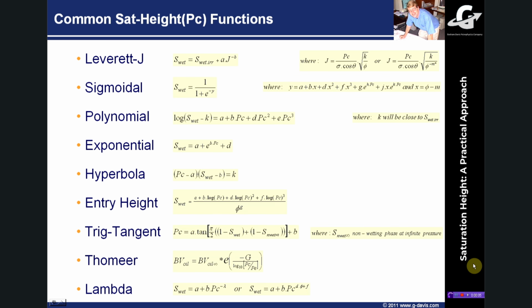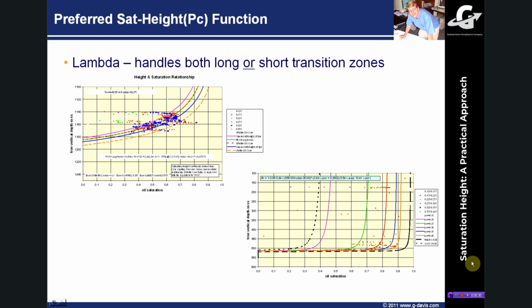So here are a list of common saturation height functions. I've borrowed this slide from my cap pressure to flow rate presentation, and we'll be primarily interested today in the lambda function. The lambda function is a nice stable function that gives you a good mathematical solution under most regression analyses, so it gives you nice stable answers and the regressions work out quite nicely. The nice thing about the lambda function is that it handles both long or short transition zones.